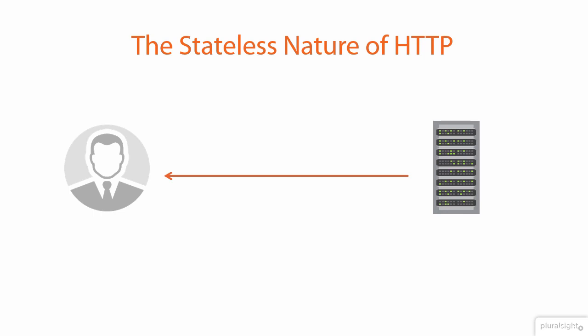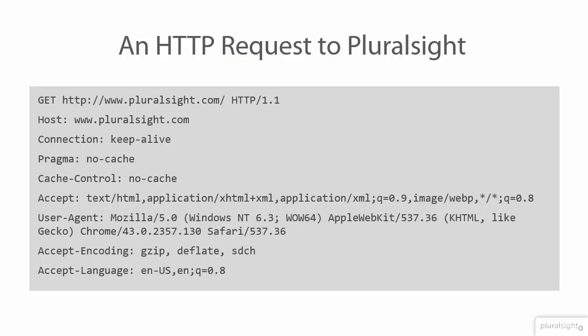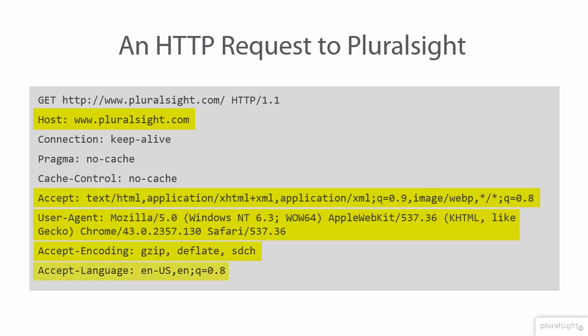Let me illustrate by showing you a request. So here's what happens when I request the Pluralsight website. This is the entire request. If I come back later and make the same request, it will look identical to this. And there is nothing in here that actually says who is making the request. So have a look at what we've got. The host, the accept headers, the user agent, encoding, language. None of these things actually tell Pluralsight who I am.